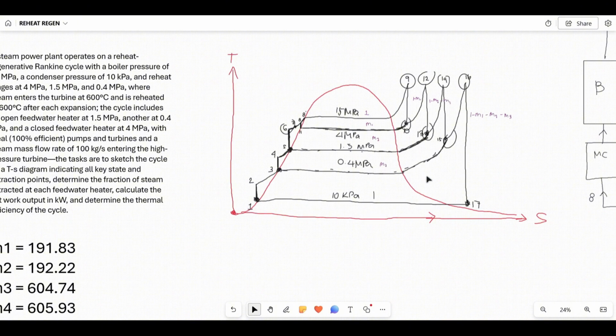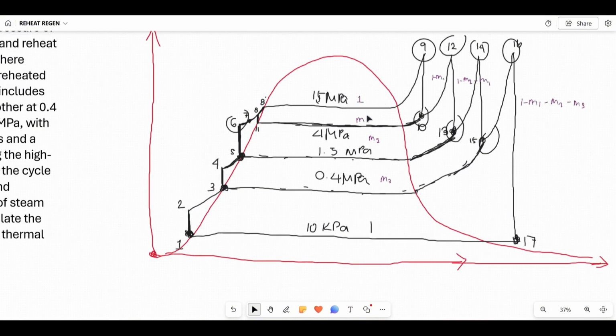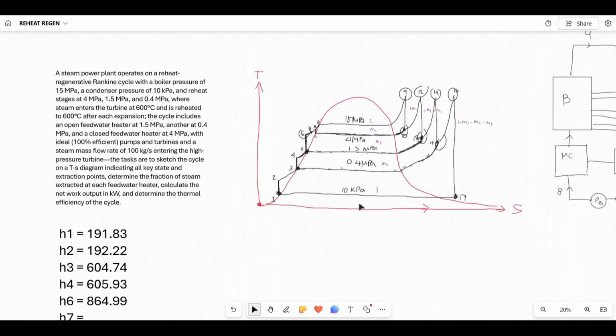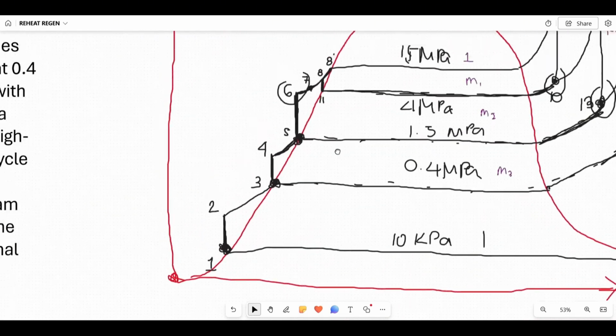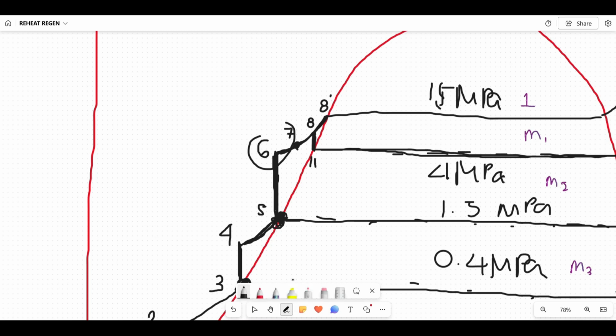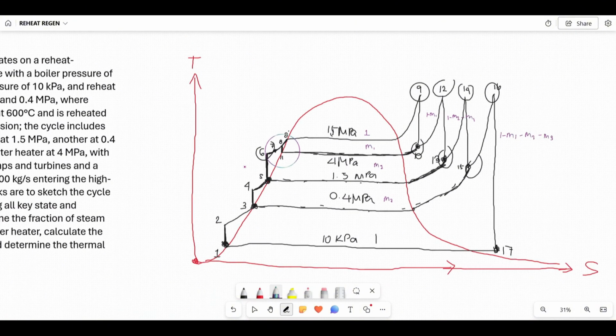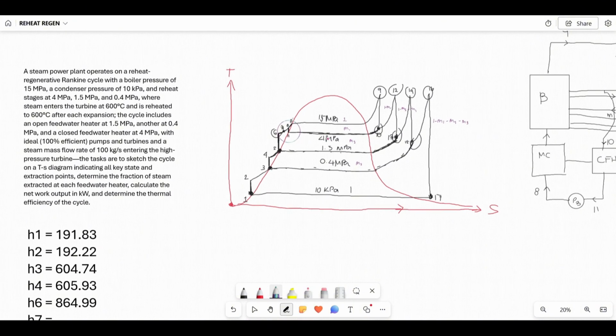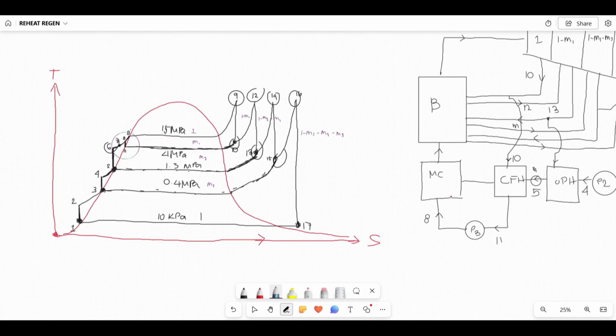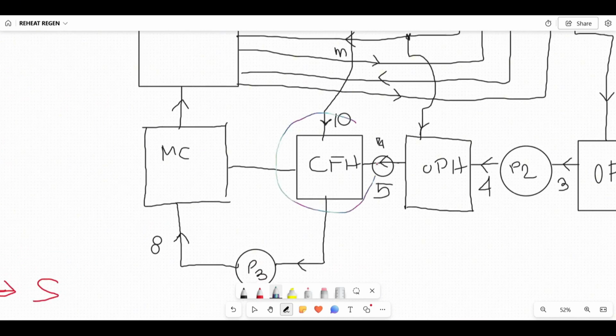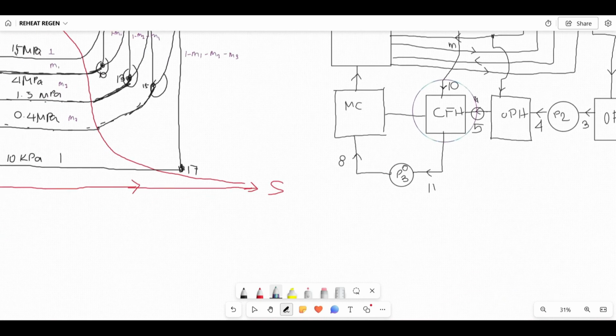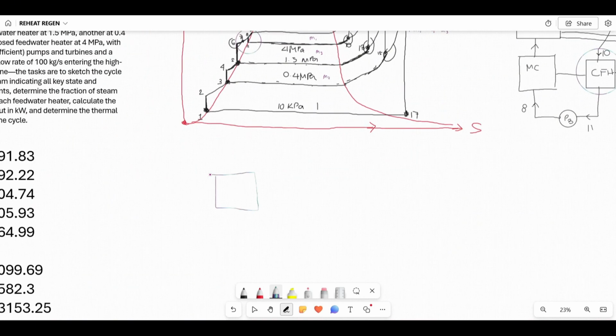So now we need to get mass 1. So how do we get mass 1? First of all, we need to look at this junction right here. That junction signifies that there is a mass or energy balance happening because there is exchange of energy in the system. So if you look at that, this is the closed feed water heater. Let's draw it again. This is the closed feed water heater.